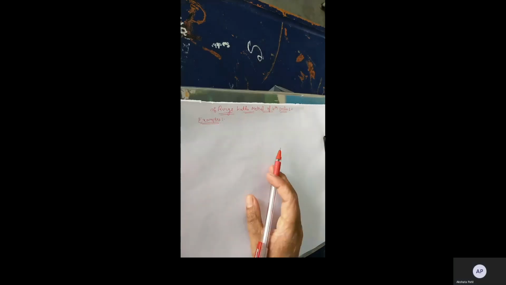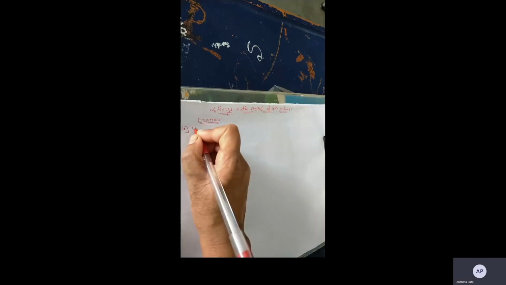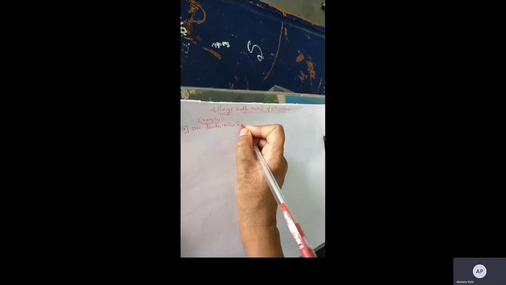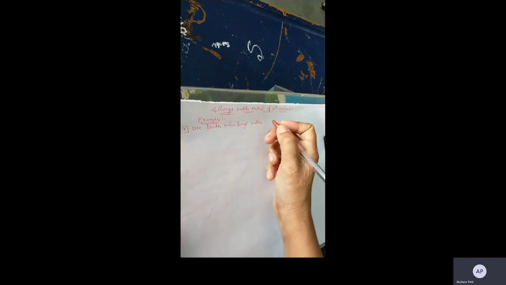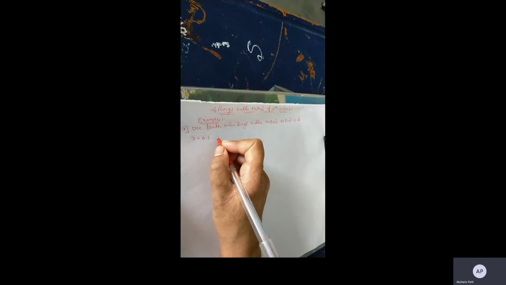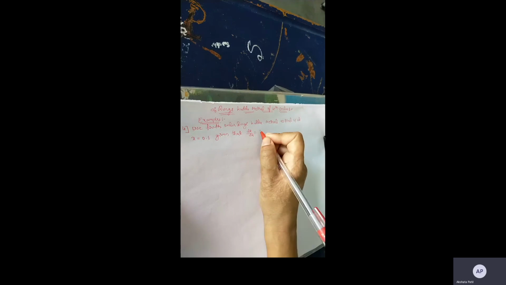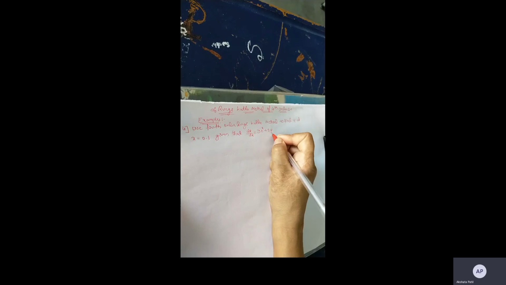Example number 4, write it down. Use fourth order Runge-Kutta method to find y at x equals 0.1, given that dy by dx equals 3 into e raised to x plus 2y, y of 0 equals 0, and h equals 0.1.